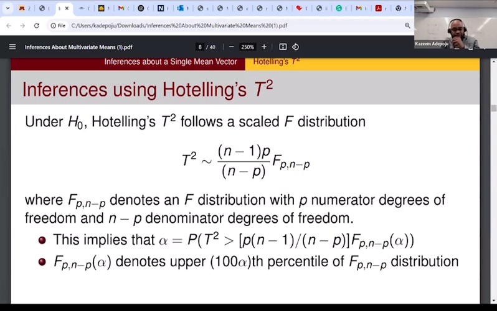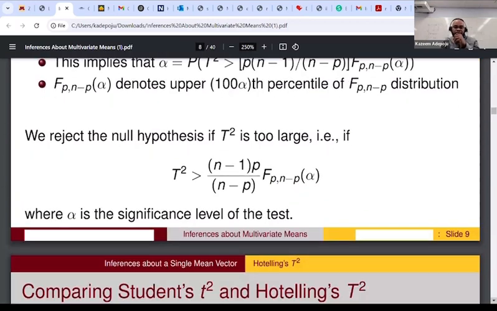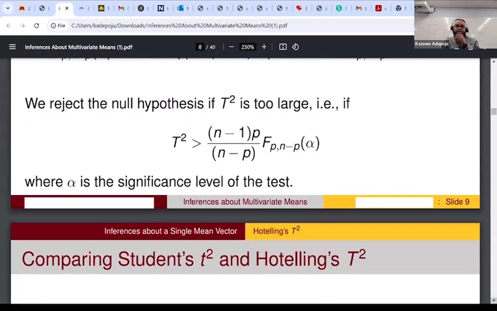Okay, and of course, that can also denote what I call the upper 100α percentile of the F distribution. Now, where do we reject? Please pay attention. We are focusing on the situation where T-squared is large. When T-squared is large, that will call for rejection. And how large is large? Then T-squared must be greater than this quantity here.